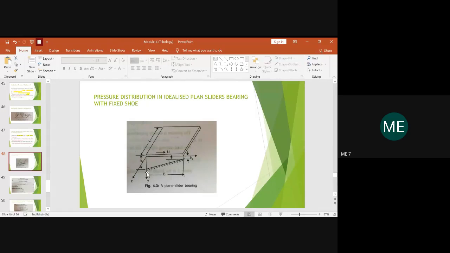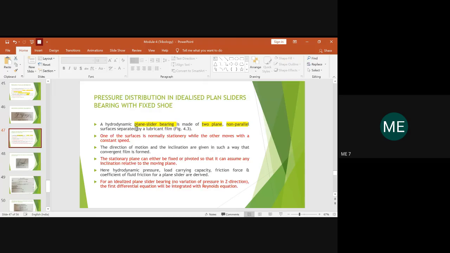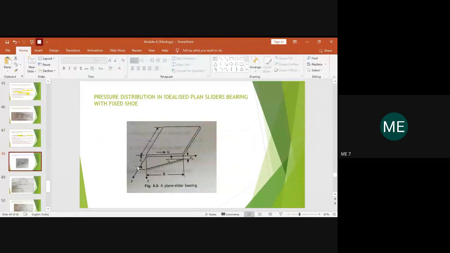If the fixed surface was in this direction, perpendicular to the plane of paper, then you would have claimed that both the surfaces are parallel. Since it is inclined, it is a non-parallel surface which has been separated by a lubricant film. So obviously you'll be having a lubricant film. It has been separated by a lubricant film.